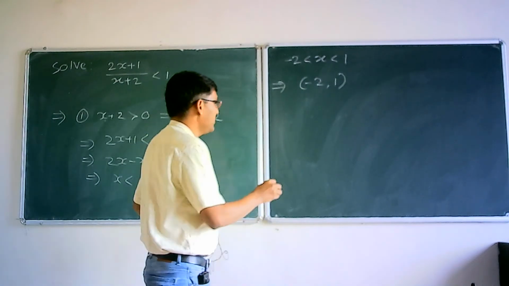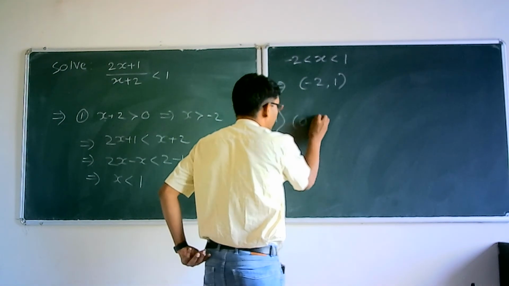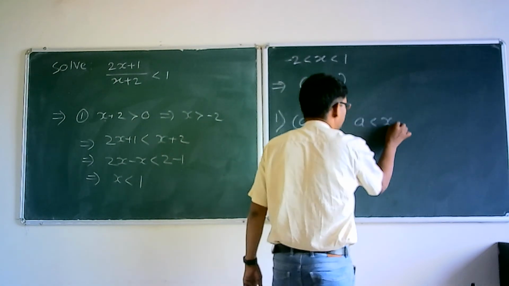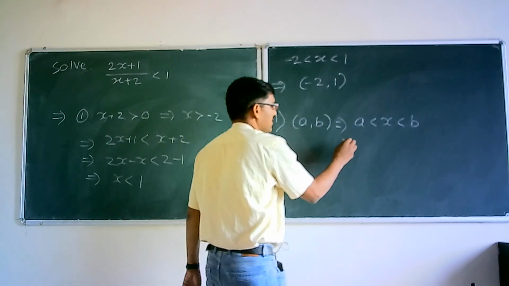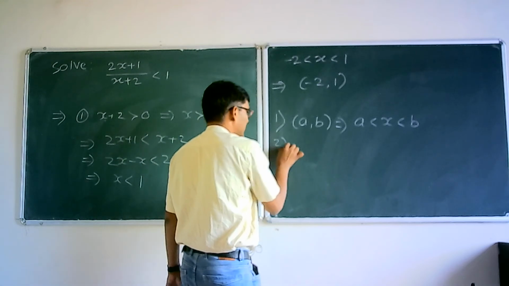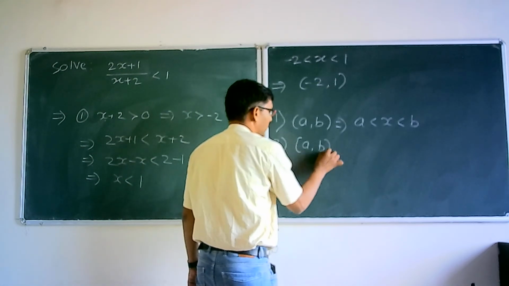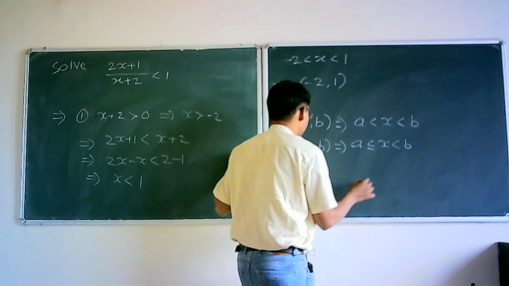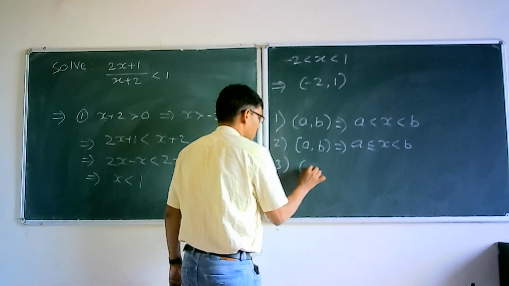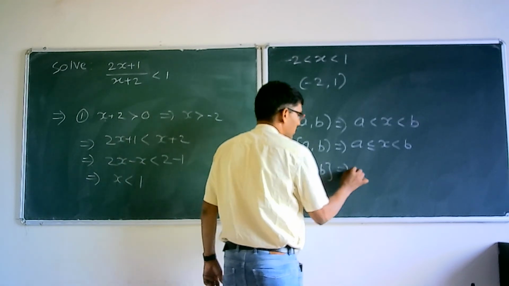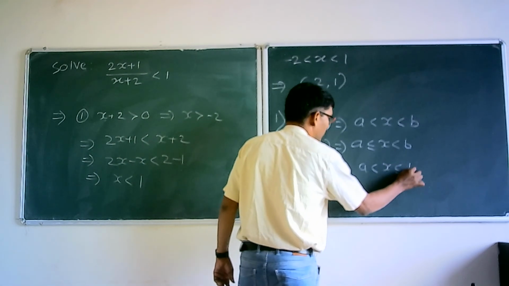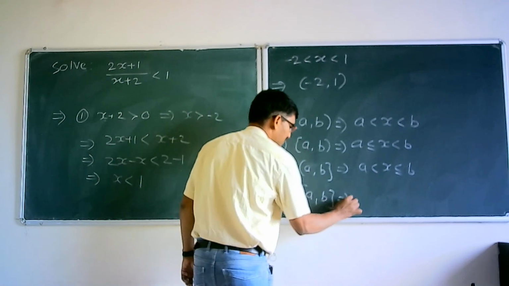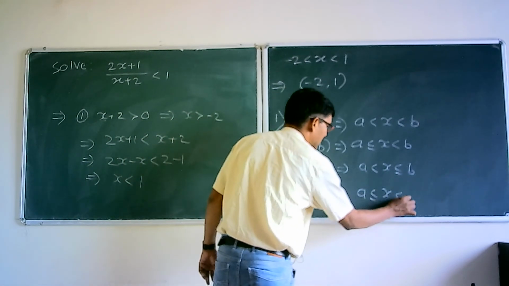Do remember what an interval notation is. This is also important. What is (a, b)? This is called an open interval. Open interval means a less than x less than b. Now what is a closed open interval? This implies a less than or equal to x less than b. Number 3, an open closed interval: a less than x less than or equal to b. And number 4, closed interval [a, b]: a less than or equal to x less than or equal to b.